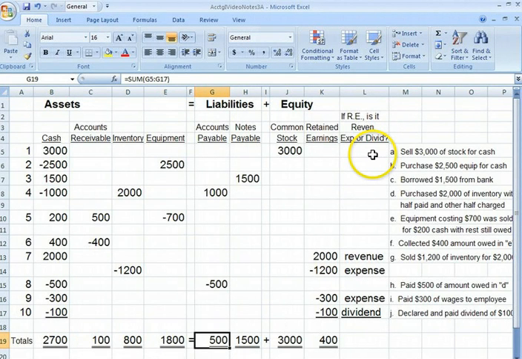Over on the right-hand side, I've got $500 that I owe to the person who I acquired inventory from. I have $1,500 owed to the bank. I have $300 common stock and $400 retained earnings, which adds up to $5,400. Yes, my balance sheet balances.